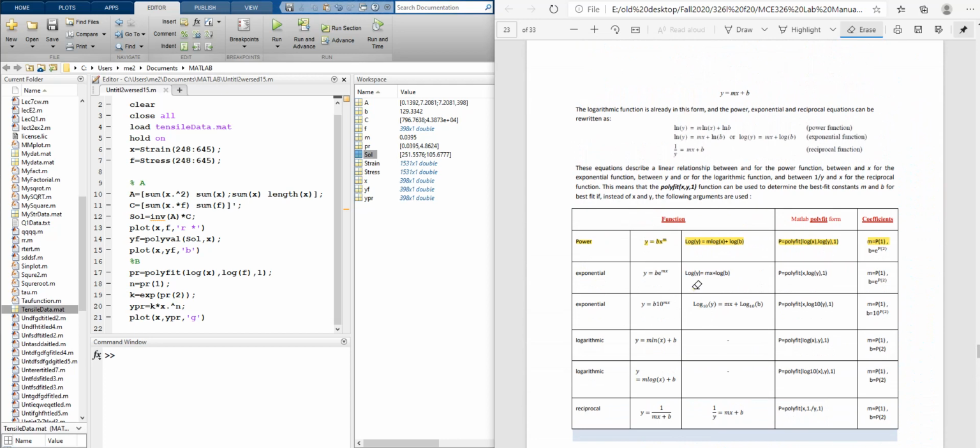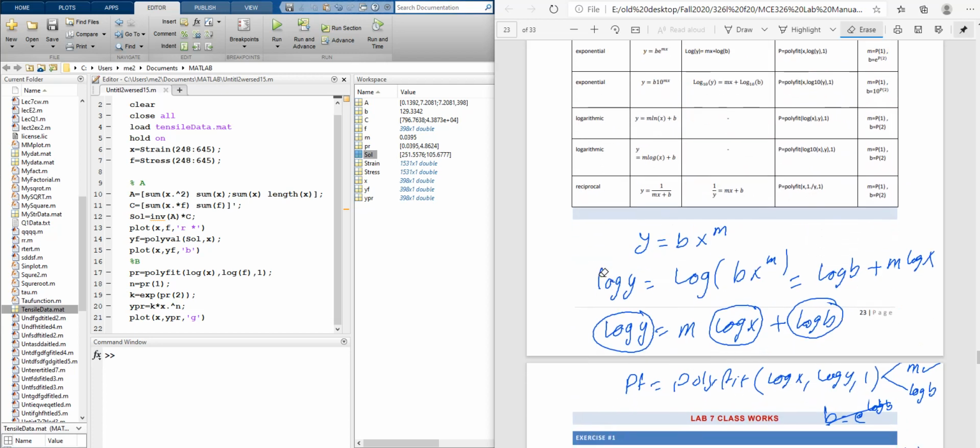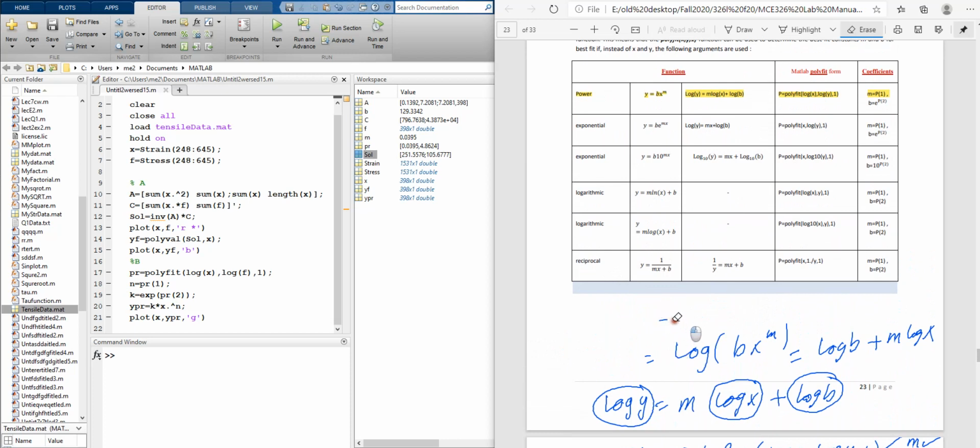As you see here, just in this table, in the exam, I will give you this table. So we can use the power function. What if I want to use the exponential function, as you see here? What function will I use? How can I use it? I will show you now.